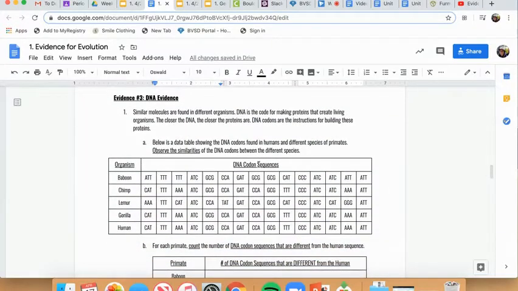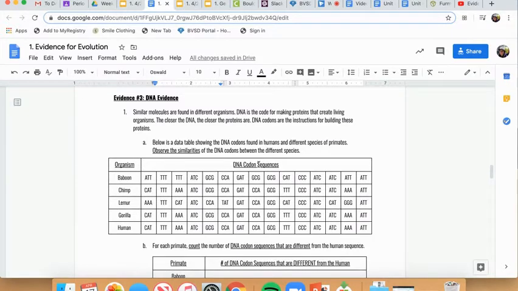Okay, this video is for evidence number 3, which for this one you're looking at DNA evidence. So you're going to have to reflect back to our genetics unit when we were talking about DNA, and specifically in this section you're going to be looking at DNA codons, which remember are 3 DNA bases that code for a specific trait.